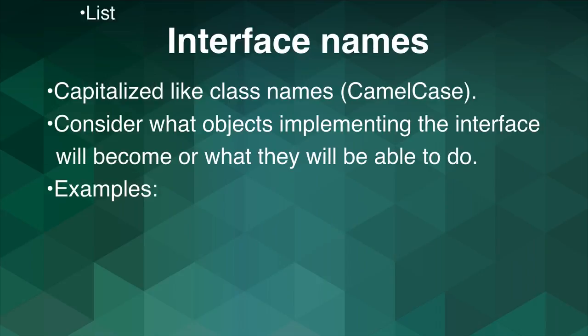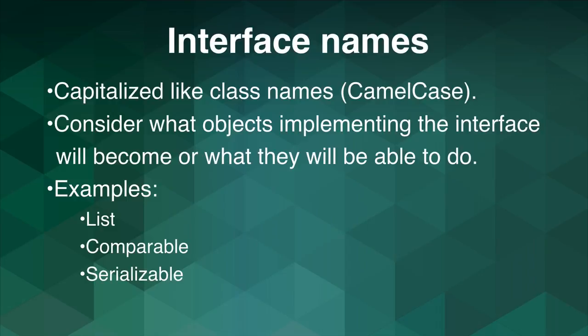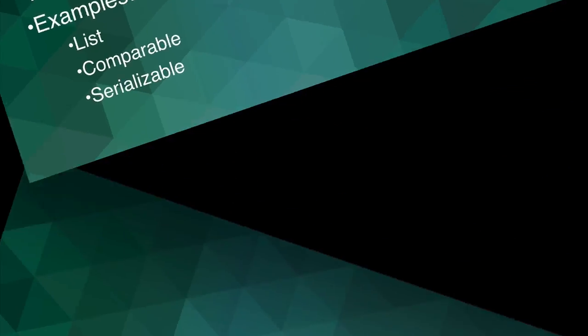Okay, interface names, very similar rules. Capitalized like class names with camel case. Consider what objects implementing the interface will become or what they will be able to do when you're actually coming up with a name. So examples for that would be List, Comparable, Serializable.